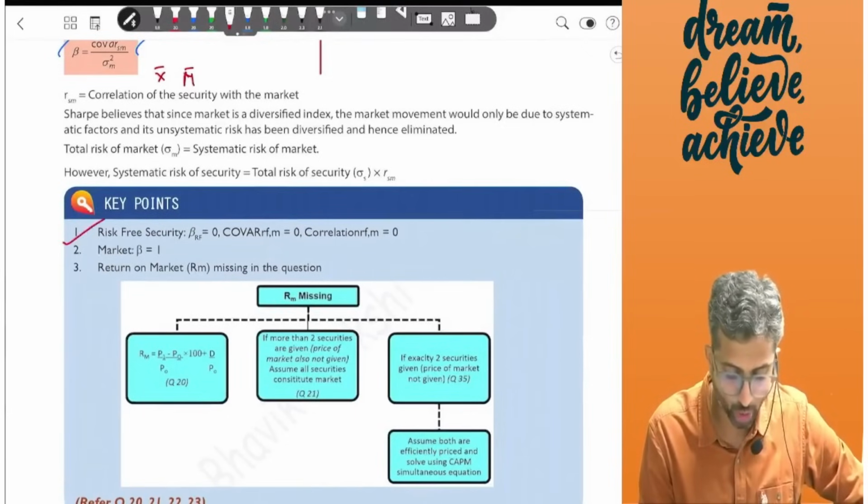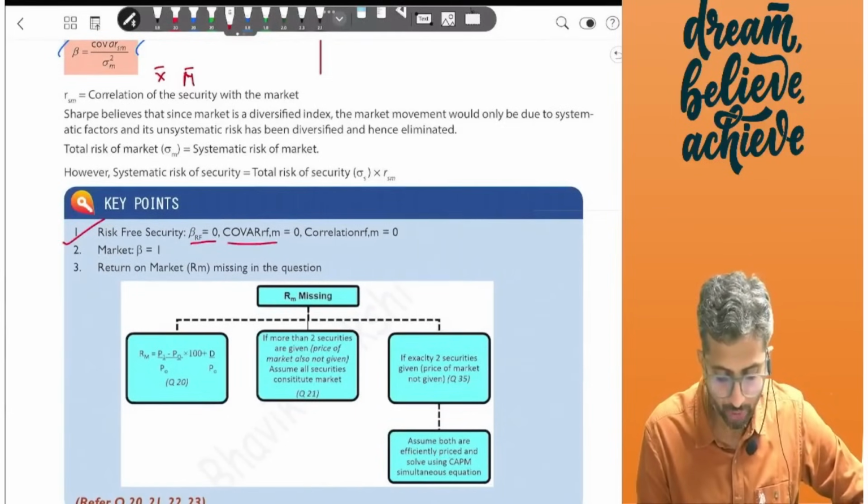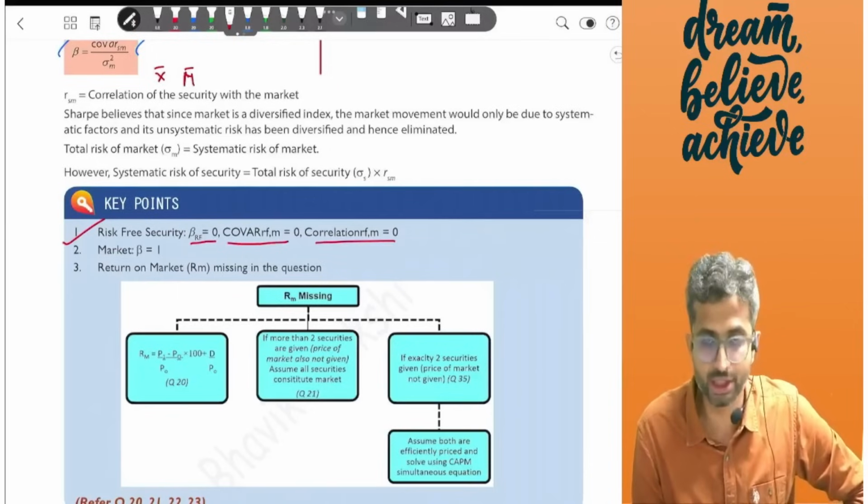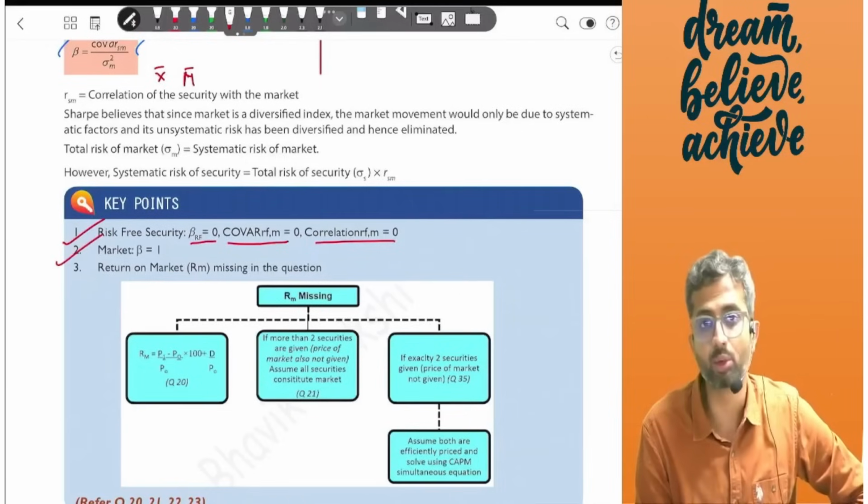Okay, next you look at, let us say, the key points. For a risk-free security, the beta will be 0, covariance with anything will be 0, and correlation will also be 0 because it does not deviate, because it is risk-free. But for the market, beta will be equal to 1.